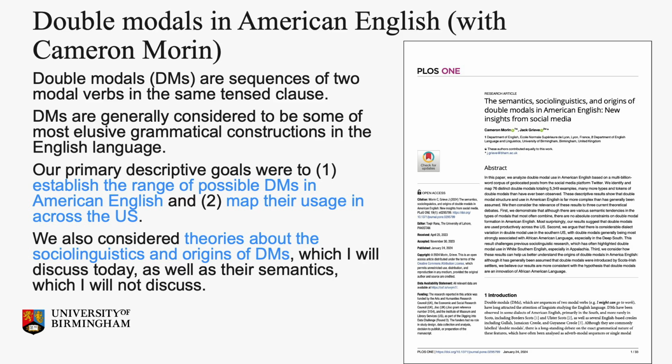They're generally considered to be some of the most elusive grammatical structures in the English language. And so in this paper, what we were trying to do was establish the possible range of double modals in American English and to map their usage across the United States to show where they come from. And then we also considered theories about the sociolinguistics and the origins of double modals, which I will discuss today, and then also about their semantics, which I'm not going to discuss because that wasn't my part of the paper.